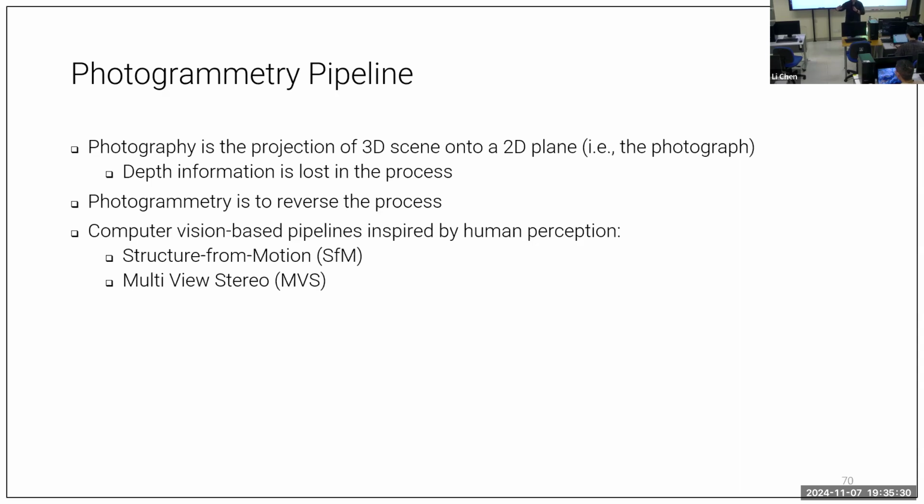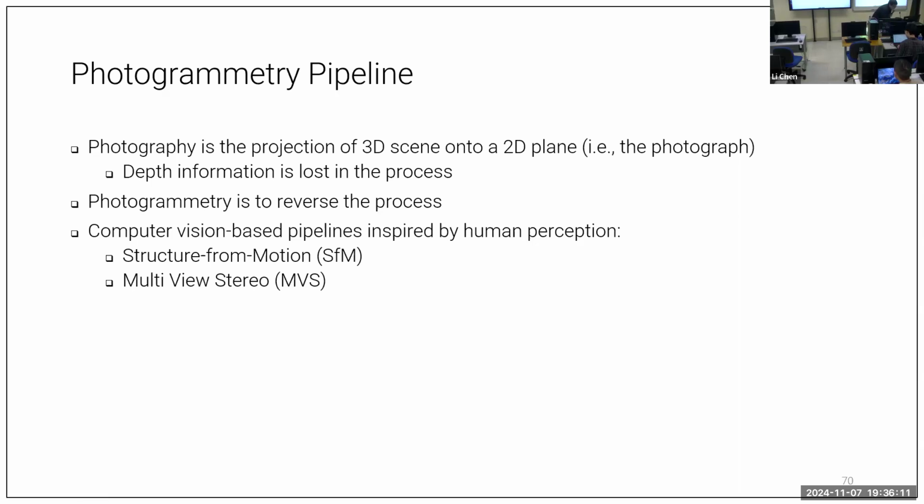And photography is the same thing. We use a camera system, including the lens, to capture the 3D world and then project it to the camera sensor, right? And then form the 2D image. But photogrammetry is the reverse process. We already have a lot of 2D pictures and we try to reconstruct the 3D scene. There are different computer vision based pipelines inspired by human perception, like structure from motion and multi-view stereo. These are all different ways to do photogrammetry.